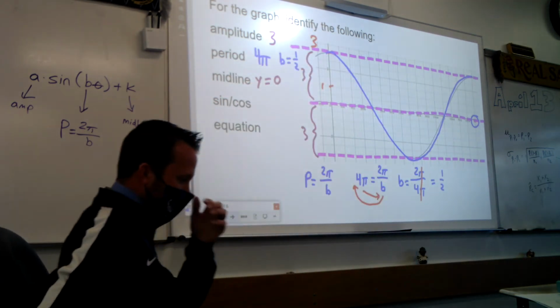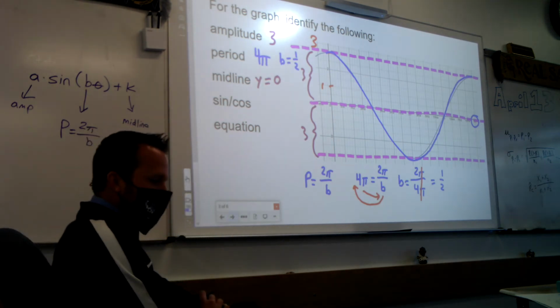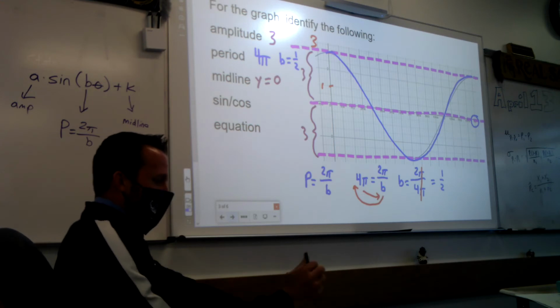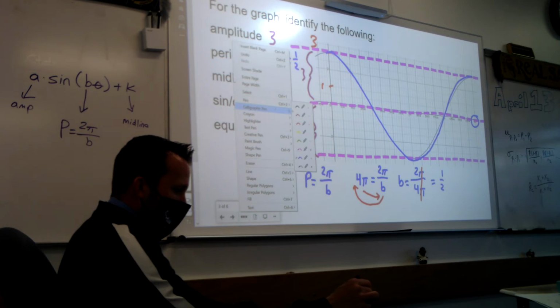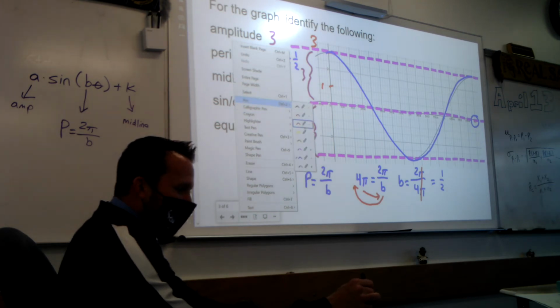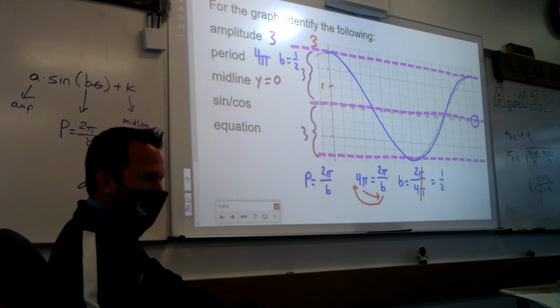All right, nice job, Emma. Does that make sense why the value of b is 1/2? Brian, is this better represented as a sine or a cosine graph? Well, I guess the question here is, what's the difference between sine and cosine? Where does sine start?